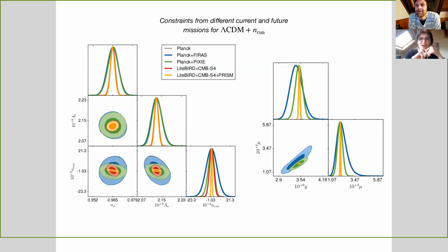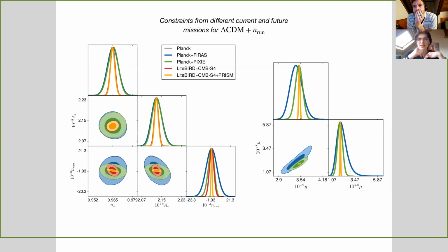Then in green, we have Planck plus PIXIE. So this is what we would measure if we use the PIXIE-like mission together with the data from Planck. In red, we show the next best CMB anisotropy combination, CMB Stage 4 and LiteBIRD. Both of these missions have been approved and are set to be built within the next decade. These will focus on temperature and polarization anisotropy. So it's like the next step after Planck, but still measuring the same quantities that Planck measured.